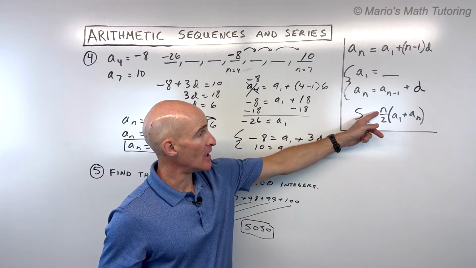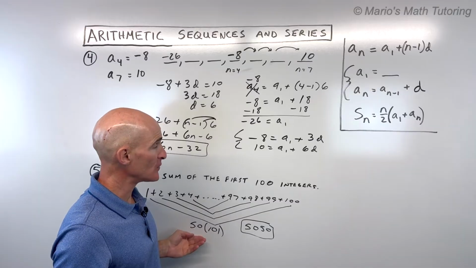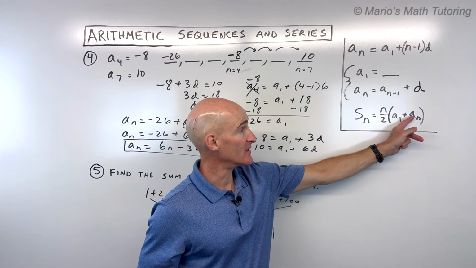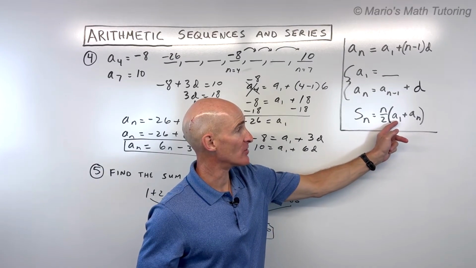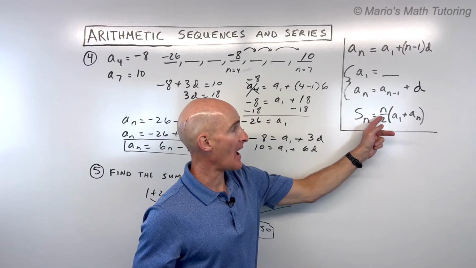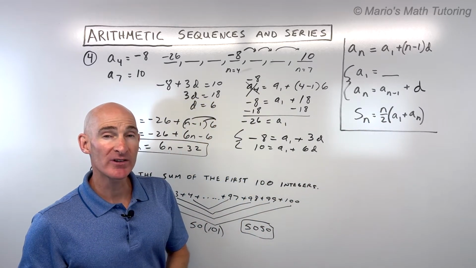You take the number of terms, so in this case we had 100 divided by 2, so we had 50. 50 what? 50 of the first term and the nth term, meaning the last term, added together. So first term was 1, last term was 100, that was 101. We had half as many of those pairs, right? So let's take a look at some more examples.